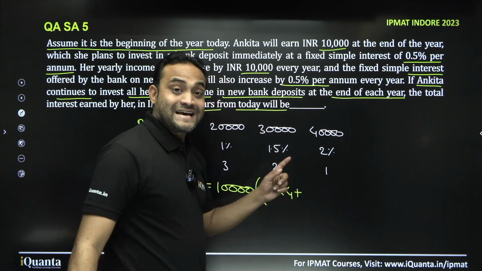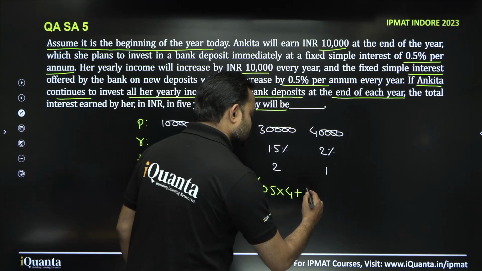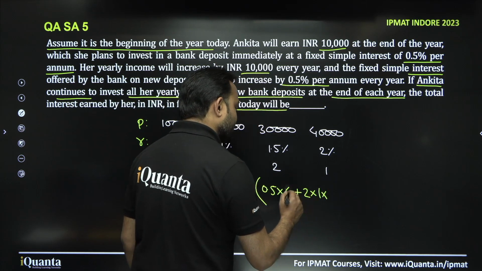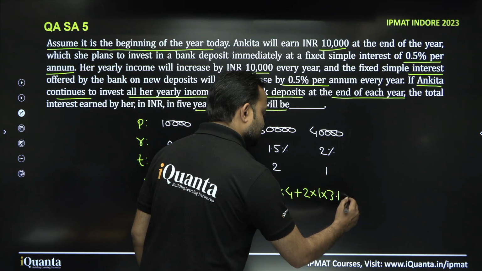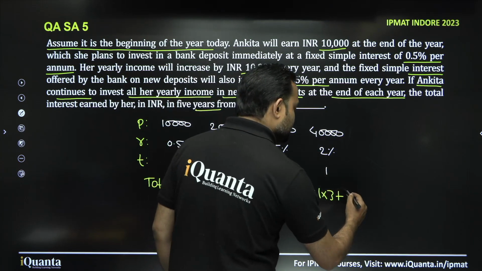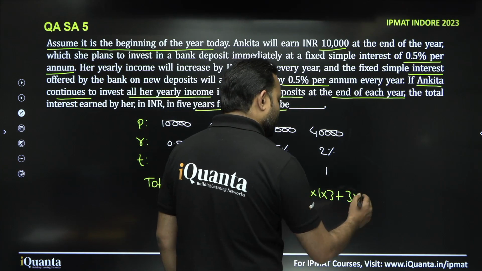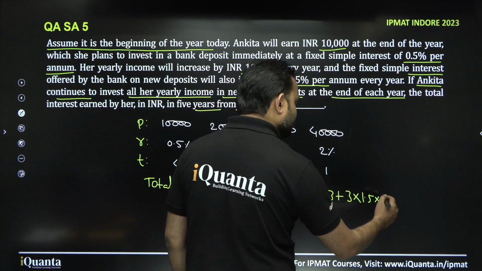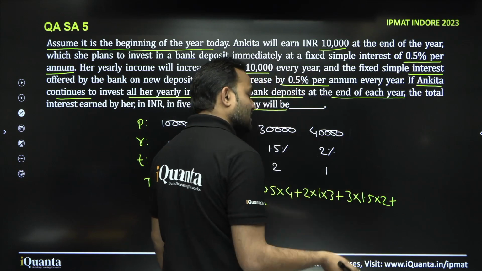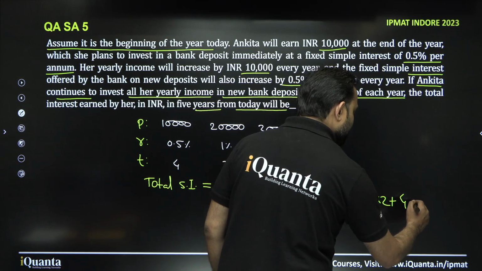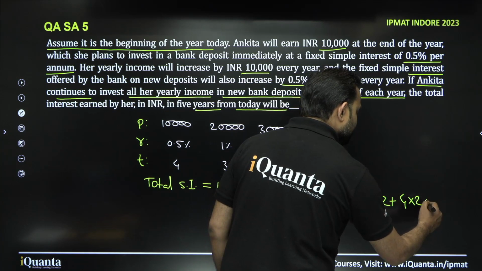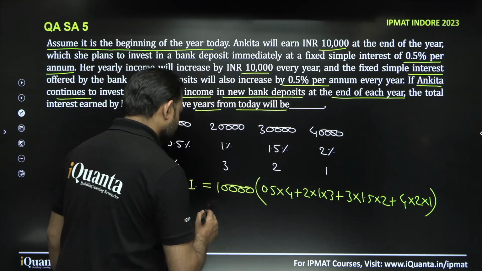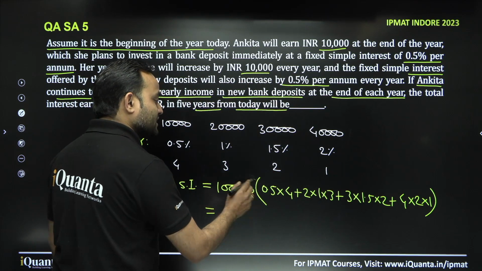प्लस सेकेंड ईयर प्रिंसिपल डबल हो रहा है तो मैं यहाँ 2 ले लूँगा. इंटरेस्ट 1 डबल हो रहा है और ये कितना हो रहा है? 3 ईयर्स. तो ऐसा. देन नेक्स्ट ईयर प्रिंसिपल ट्रिपल हो रहा है. रेट ऑफ इंटरेस्ट 1.5 वो भी ट्रिपल हो रहा है. टाइम कितना? 2 ईयर्स. प्लस देन अगेन नेक्स्ट ईयर प्रिंसिपल 4 टाइम्स हो रहा है, रेट ऑफ इंटरेस्ट 4 टाइम्स हो रहा है और ये टाइम 1 आ रहा है. ये कितना आ जाएगा? दिस इज माई टोटल ओवरऑल.